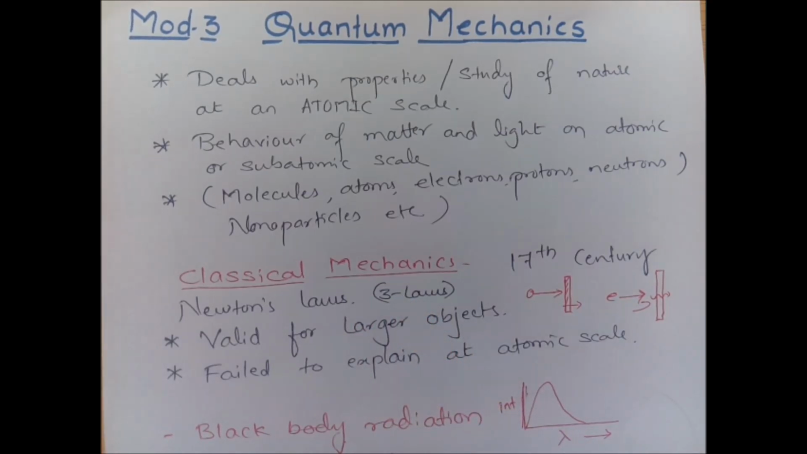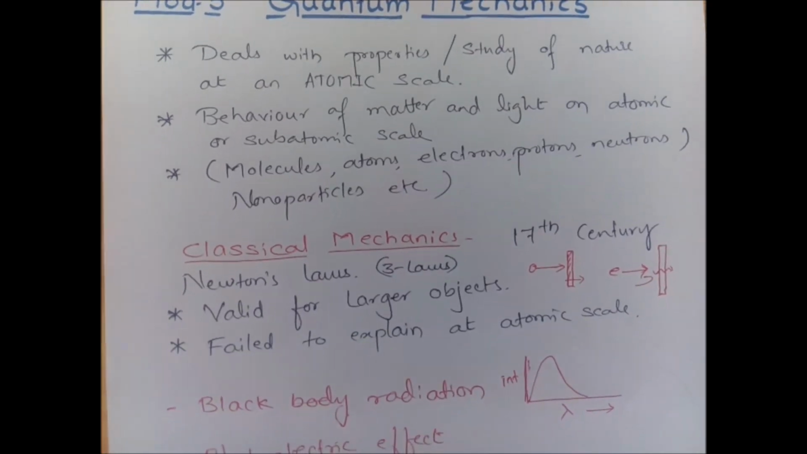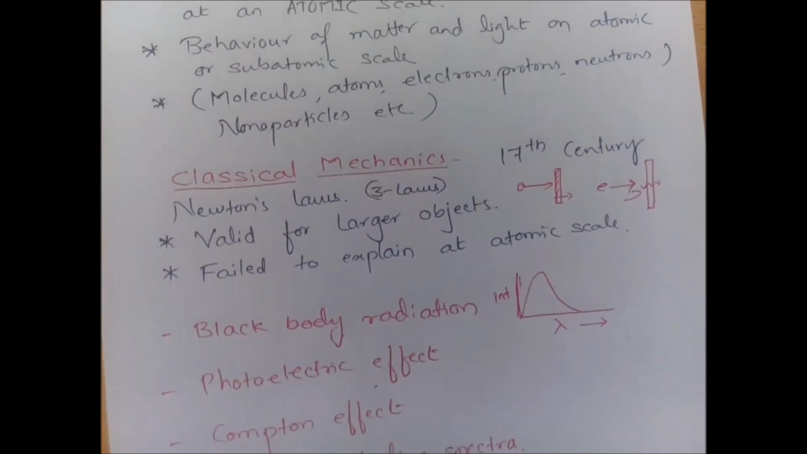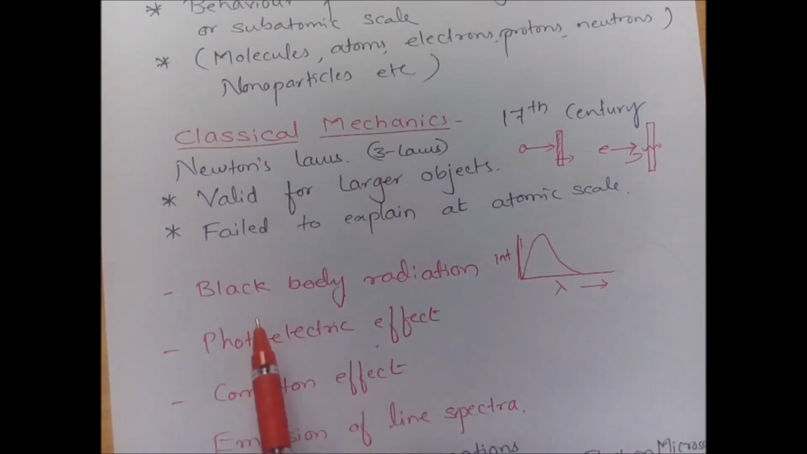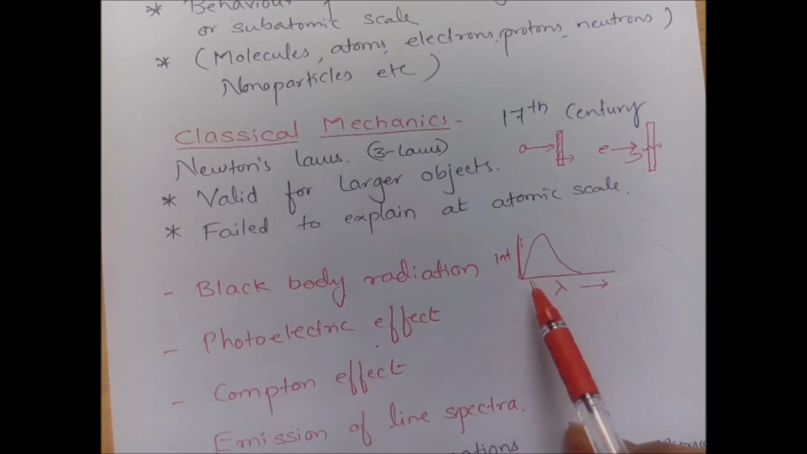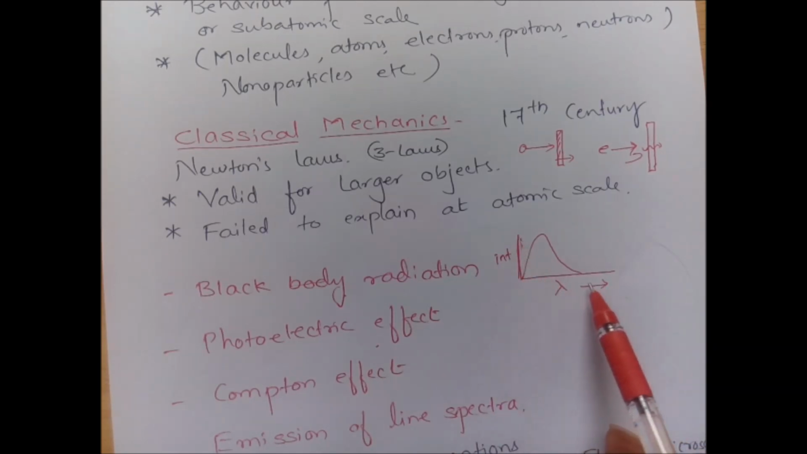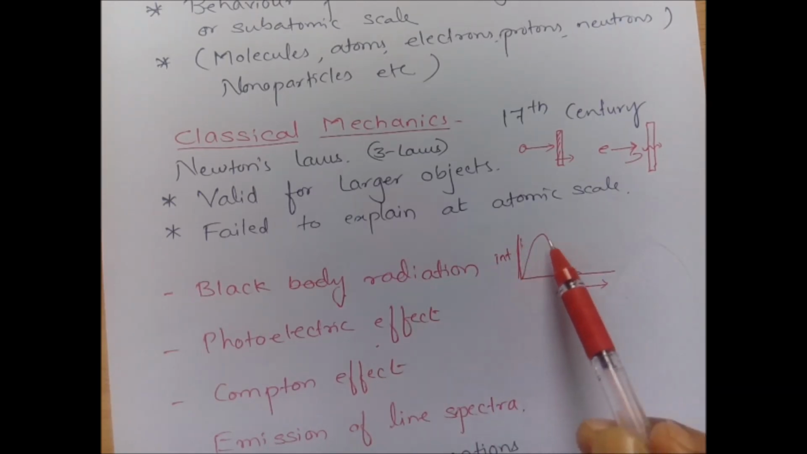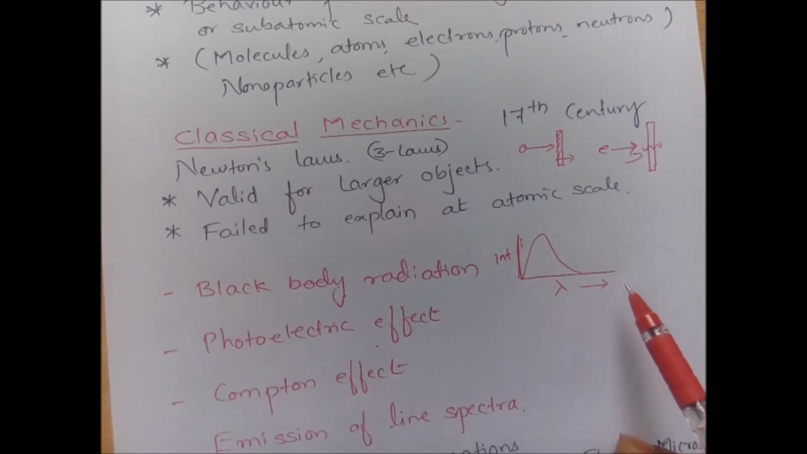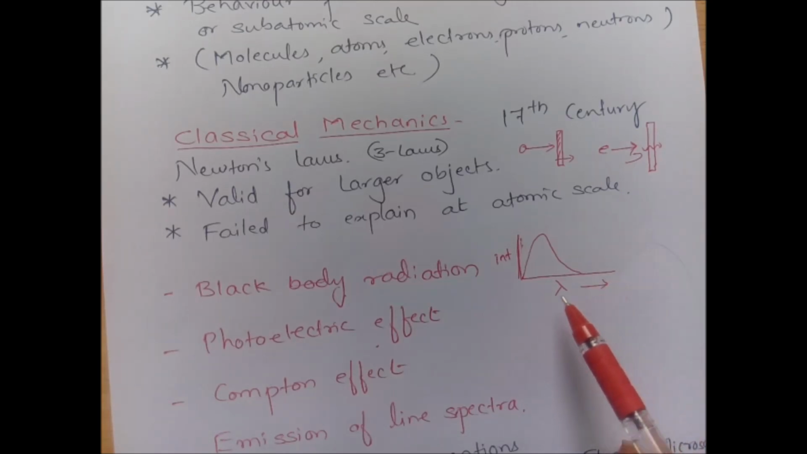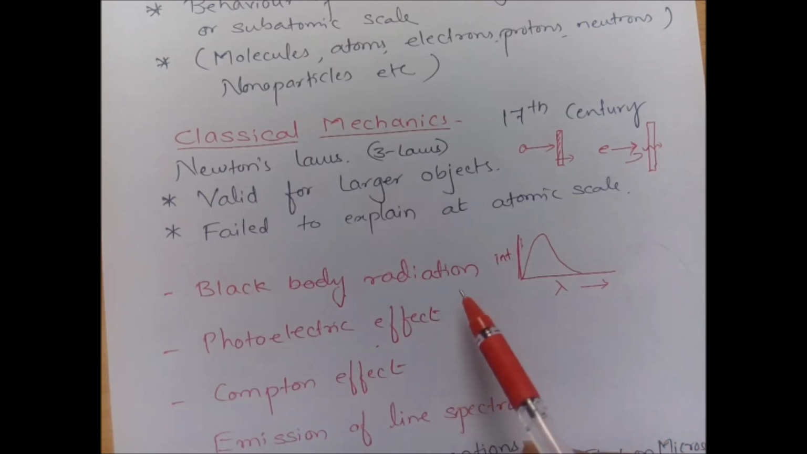So it fails to explain these mysterious phenomena at the atomic level. And it did not explain black body radiation, why black body radiation happens. For the black body we have such a graph. Why is the nature like this? Is there any theory which fits the curve exactly? No, it did not explain.